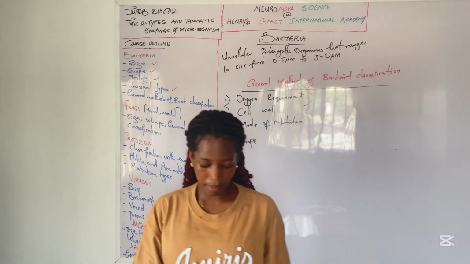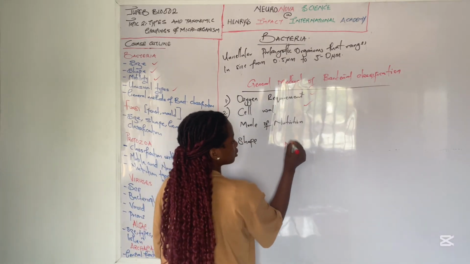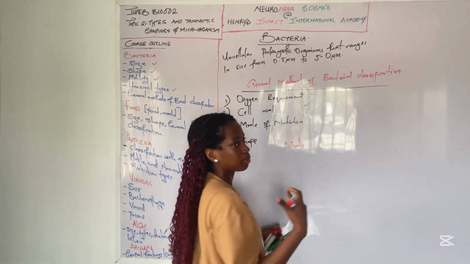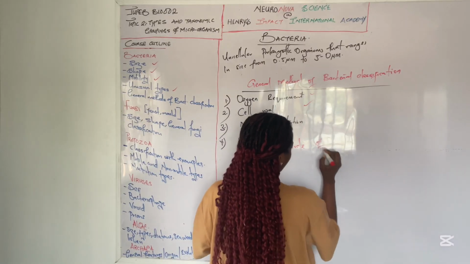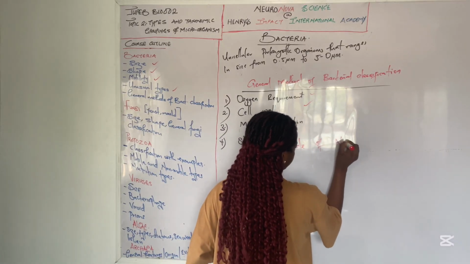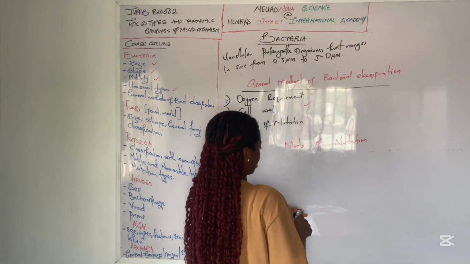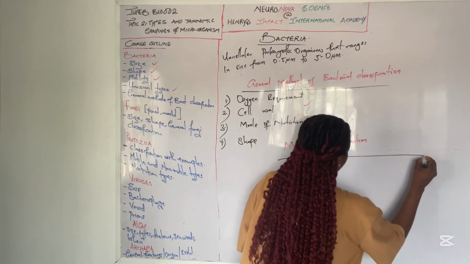So now we'll be classifying bacteria based on their mode of nutrition. When you want to classify a bacteria based on mode of nutrition, they have three major classifications. They are saprophytic bacteria, parasitic bacteria, and symbiotic bacteria. Classifying bacteria based on mode of nutrition, we have three major classifications. The symbiotic bacteria, which is the Rhizobium leguminosarum, and leguminous plants.